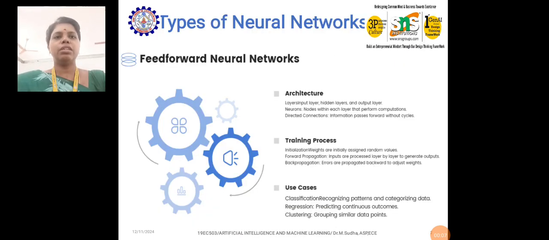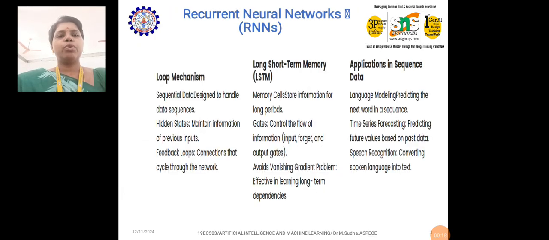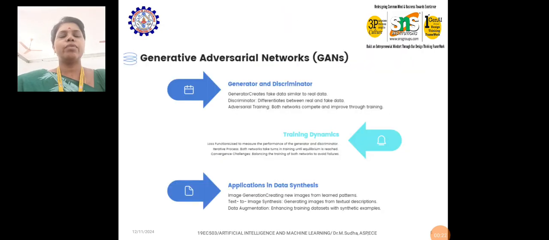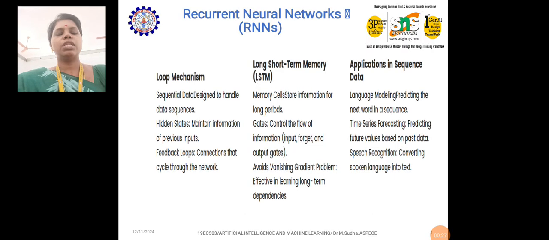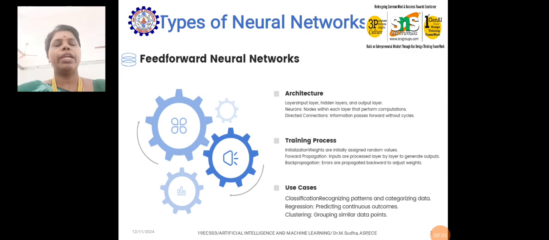Here we have many types of neural networks. In that, we are going to see the major four types: feed forward neural networks, after that convolutional neural networks (CNN), then the important one, recurrent neural networks (RNN), and GAN, that is generative adversarial networks. So these are the things we are going to see. What about the types of neural networks? Okay, so let us see one by one. The first one, feed forward neural network.